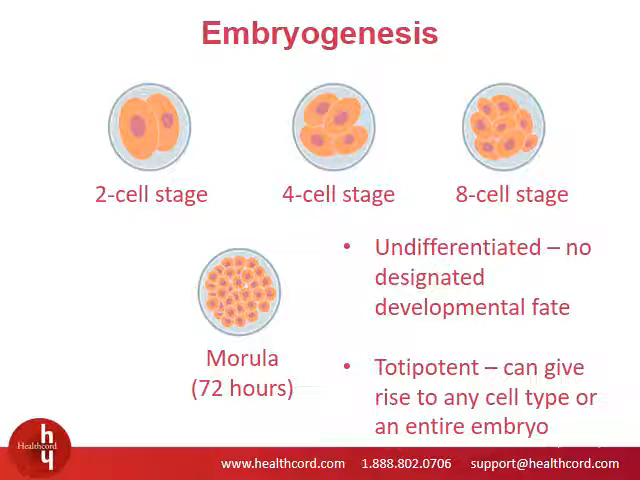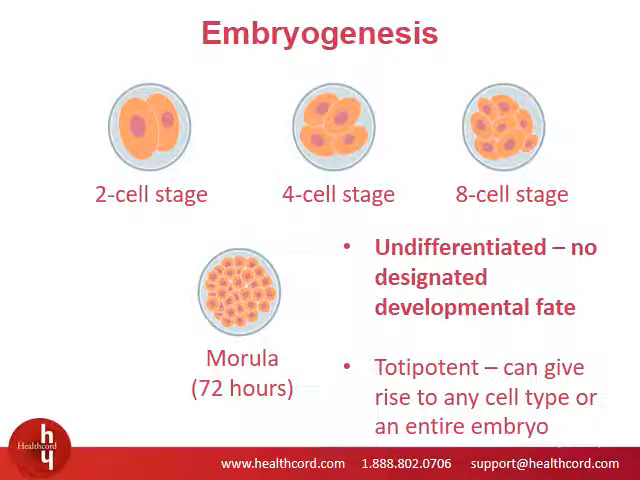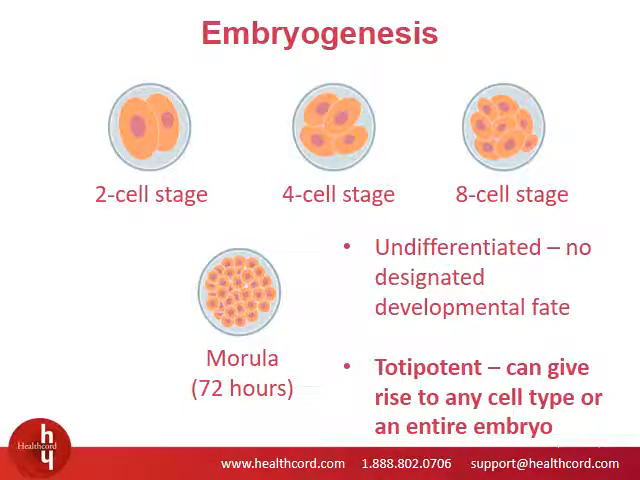Now, if we focus on the stages before the formation of the blastocyst, these cells in the early embryo are identical. They are undifferentiated, which means that they are not programmed to act or behave like any of the specialized cells in the body. They are also totipotent, meaning that these cells can give rise to any type of cell in the body or even go on to produce an entire embryo.